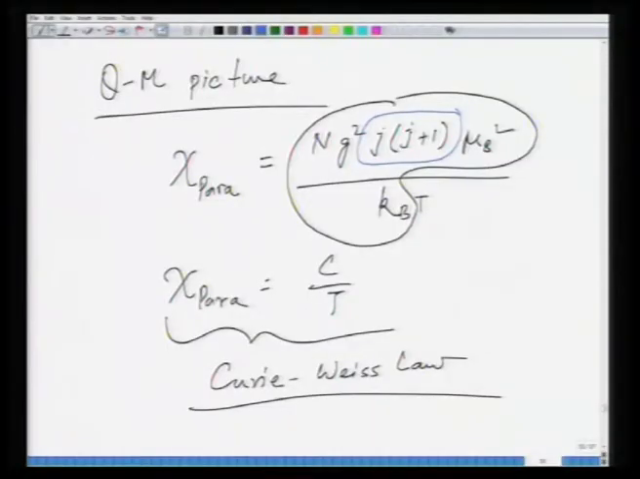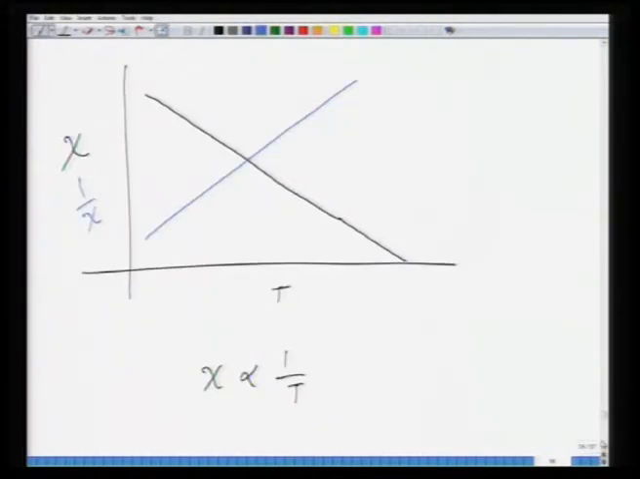What we found here was also that paramagnetic susceptibility is temperature dependent, and it has a temperature dependence which is called Curie-Weiss behavior, and the behavior is something like this. Your 1 by chi starts from some value and increases as a function of temperature, or chi decreases as a function of increasing temperature. This is how you depict the behavior of a paramagnetic material.